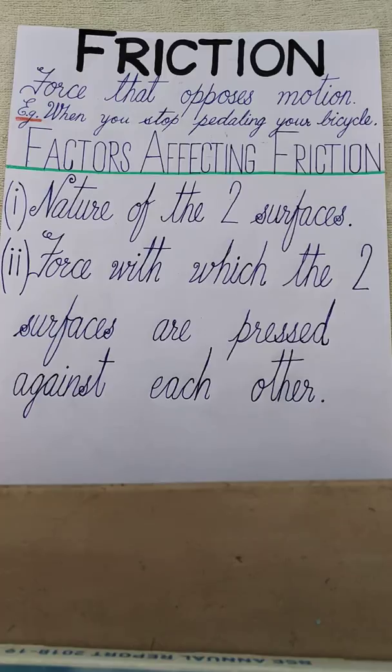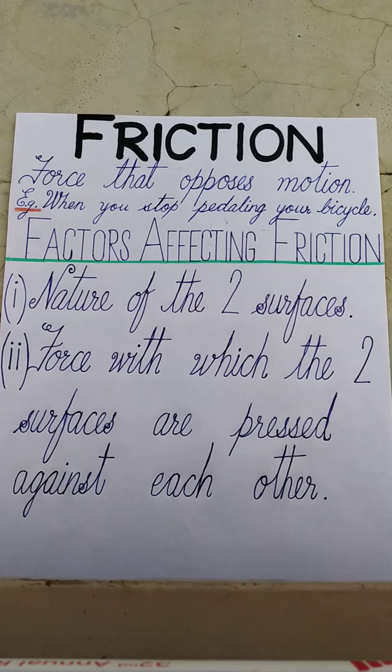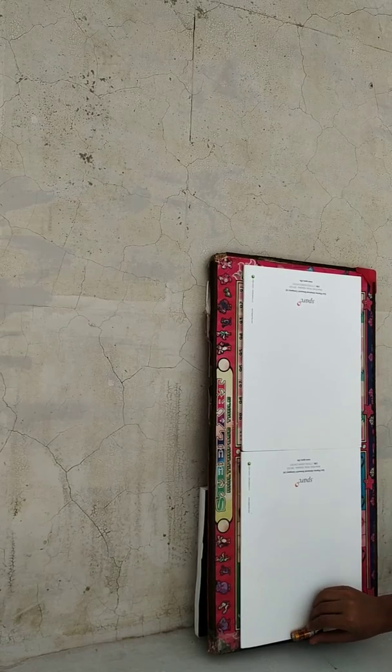So in the example of the bicycle, the frictional force is acting backwards, so the bicycle comes to a stop after a few seconds. Now, factors affecting friction. One of the two factors that affect friction is the nature of the two surfaces. Now I'll explain and demonstrate this with the help of an experiment.